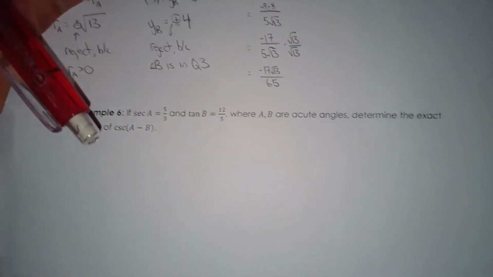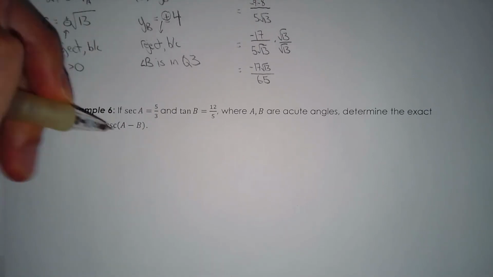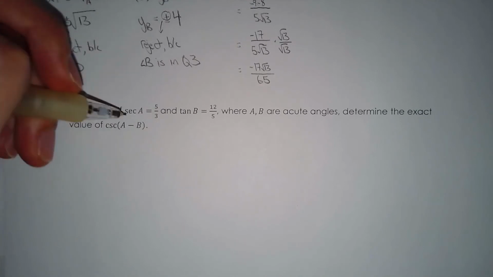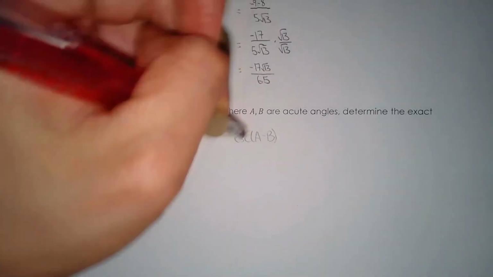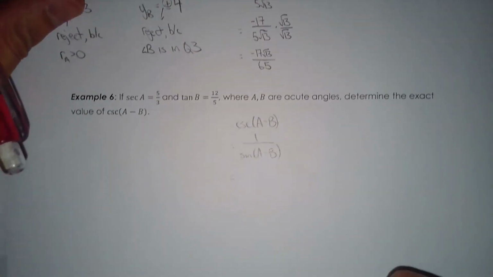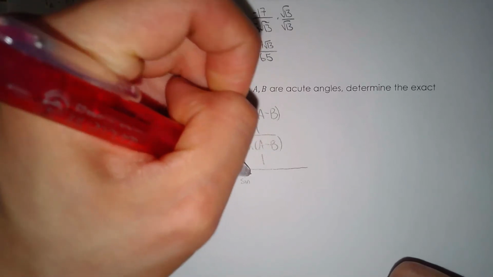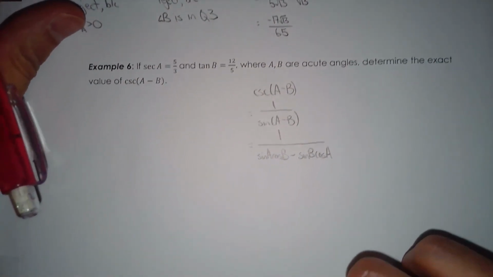So example 6 is very similar to what we just did, but we're given cosecant of A minus B. So the trick is don't make up any identities. Cosecant is a reciprocal of sine. And then use the subtraction formula for sine. So sine of A cos of B minus sine of B cos of A.